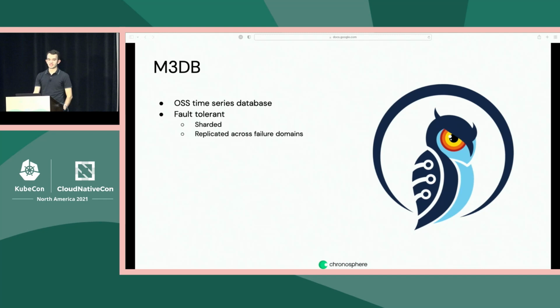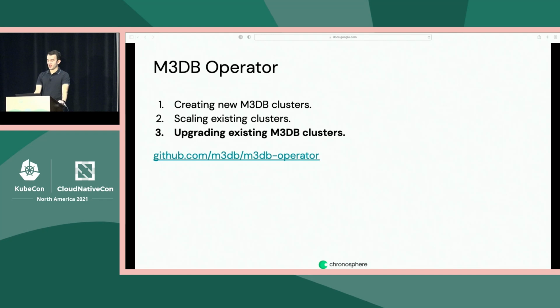And it accomplishes this by sharding data as you write it to the database, replicating those shards across different failure domains. So you can think of this as like zones in a cloud region, and ensuring that those shards remain available. In order to make managing M3DB easier, we built a Kubernetes operator for it. And the Kubernetes operator is also open source and really manages the lifecycle of M3DB. Some of the core parts of this lifecycle are creating new clusters, scaling existing ones, and upgrading existing ones.